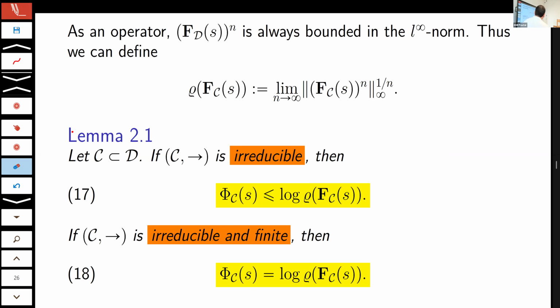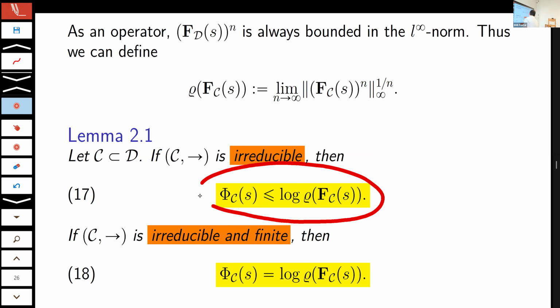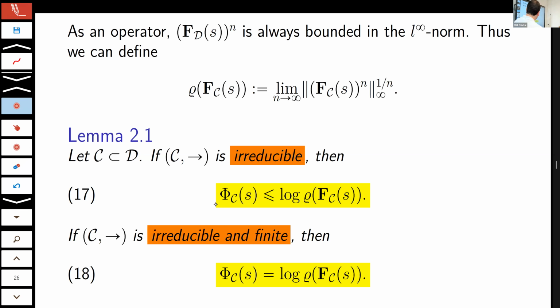And now that we have a spectral radius, something we can compute, we can use it to calculate the natural pressure at different s values. If the sub-diagram C is irreducible, we know that the pressure is upper bounded by the logarithm of the spectral radius of the matrix of this sub-diagram. If we know more, namely that it's not just irreducible but also finite, then these two values are equal. So we need finiteness to make sure we have equality, but it's always an upper bound, so we can work with it.